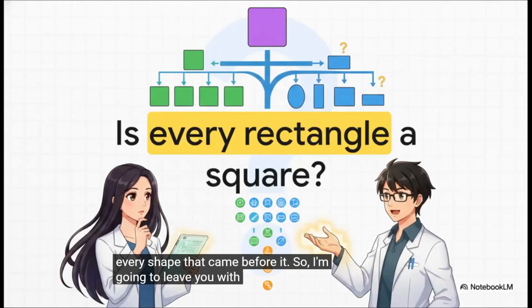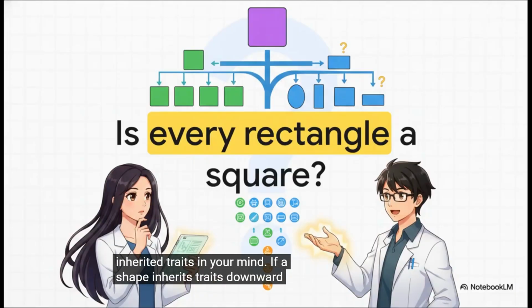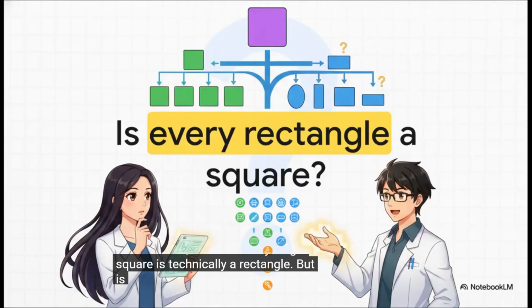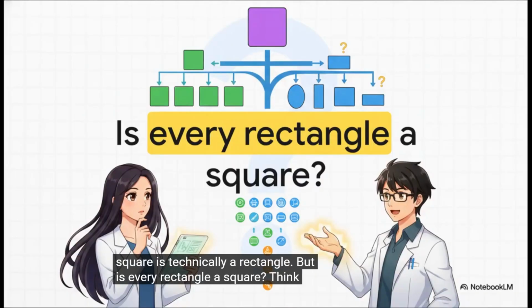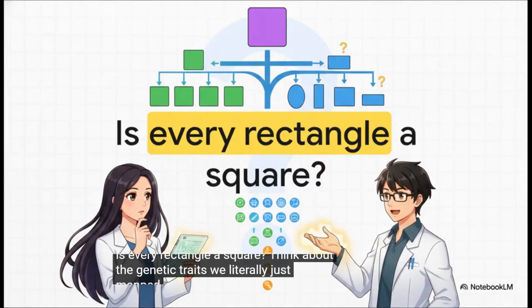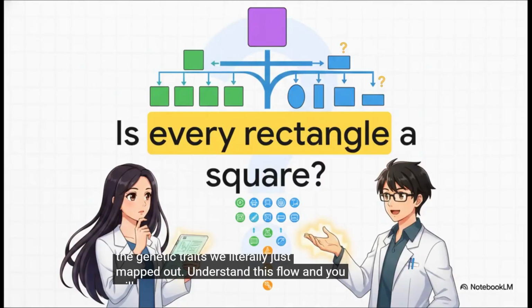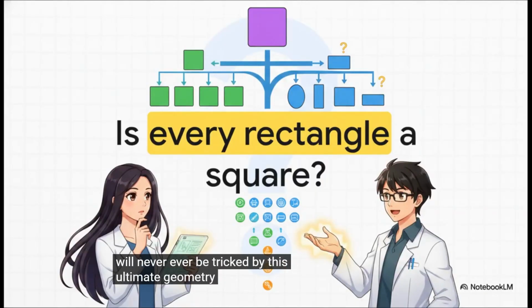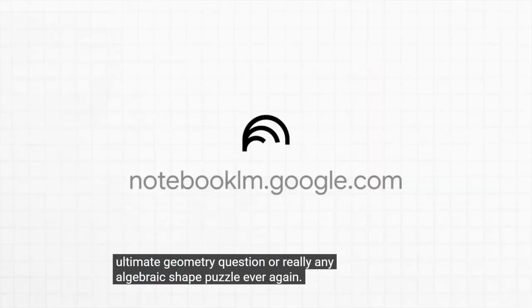So I'm going to leave you with this classic brain bender. Keep this family tree of inherited traits in your mind. If a shape inherits traits downward through the branches, it means every single square is technically a rectangle, but is every rectangle a square? Think about the genetic traits we literally just mapped out. Understand this flow, and you will never be tricked by this ultimate geometry question or any classic brain bender puzzle ever again. Not every single rectangle is a square, but every single square is a rectangle.